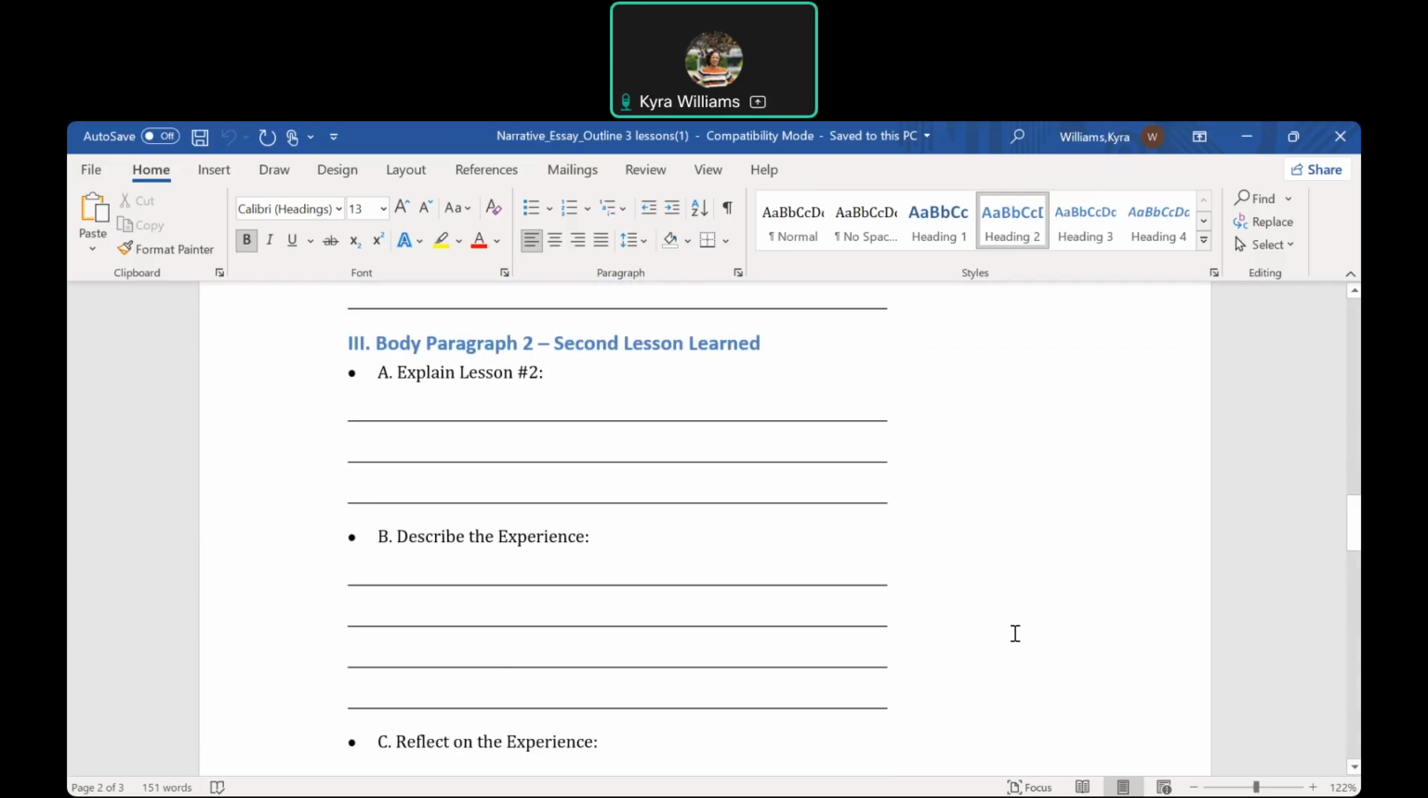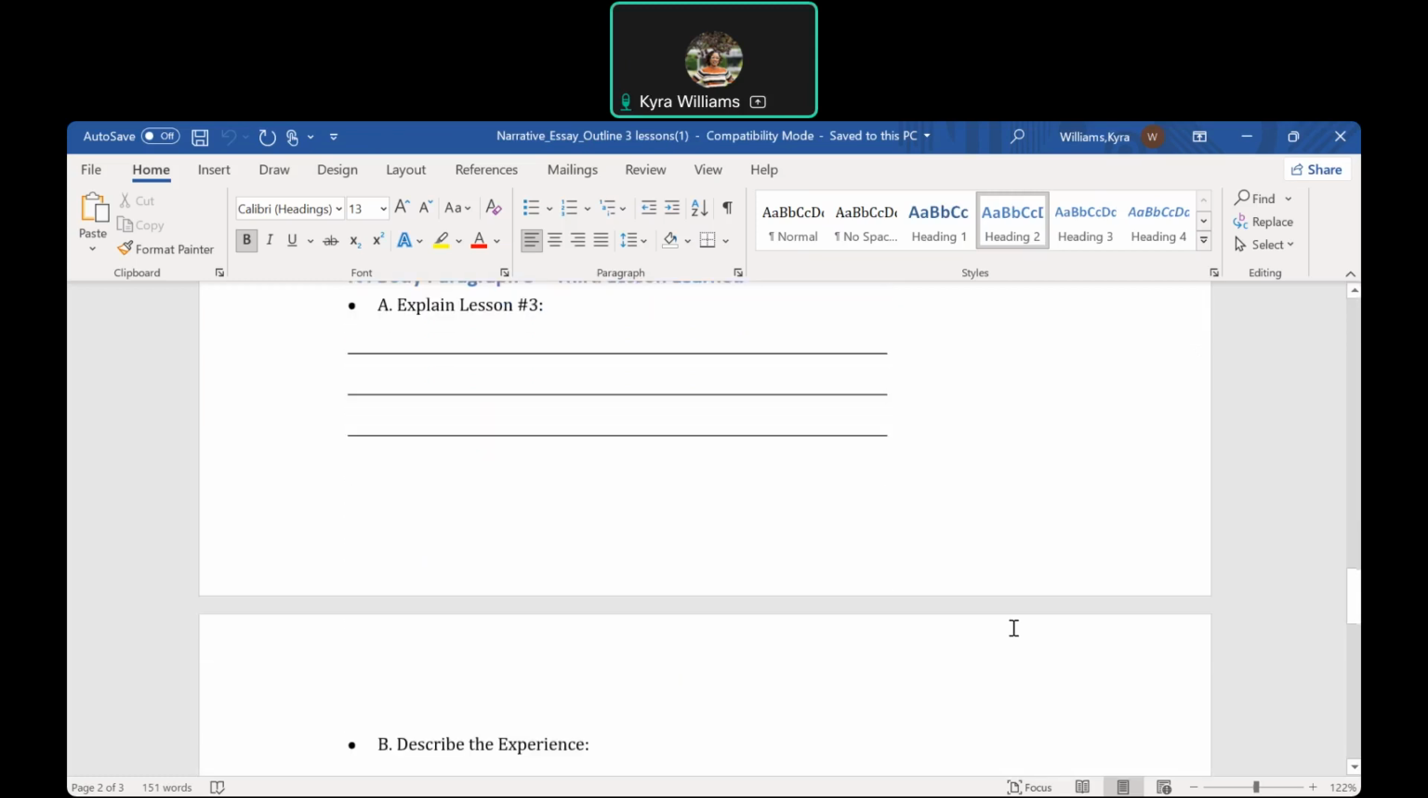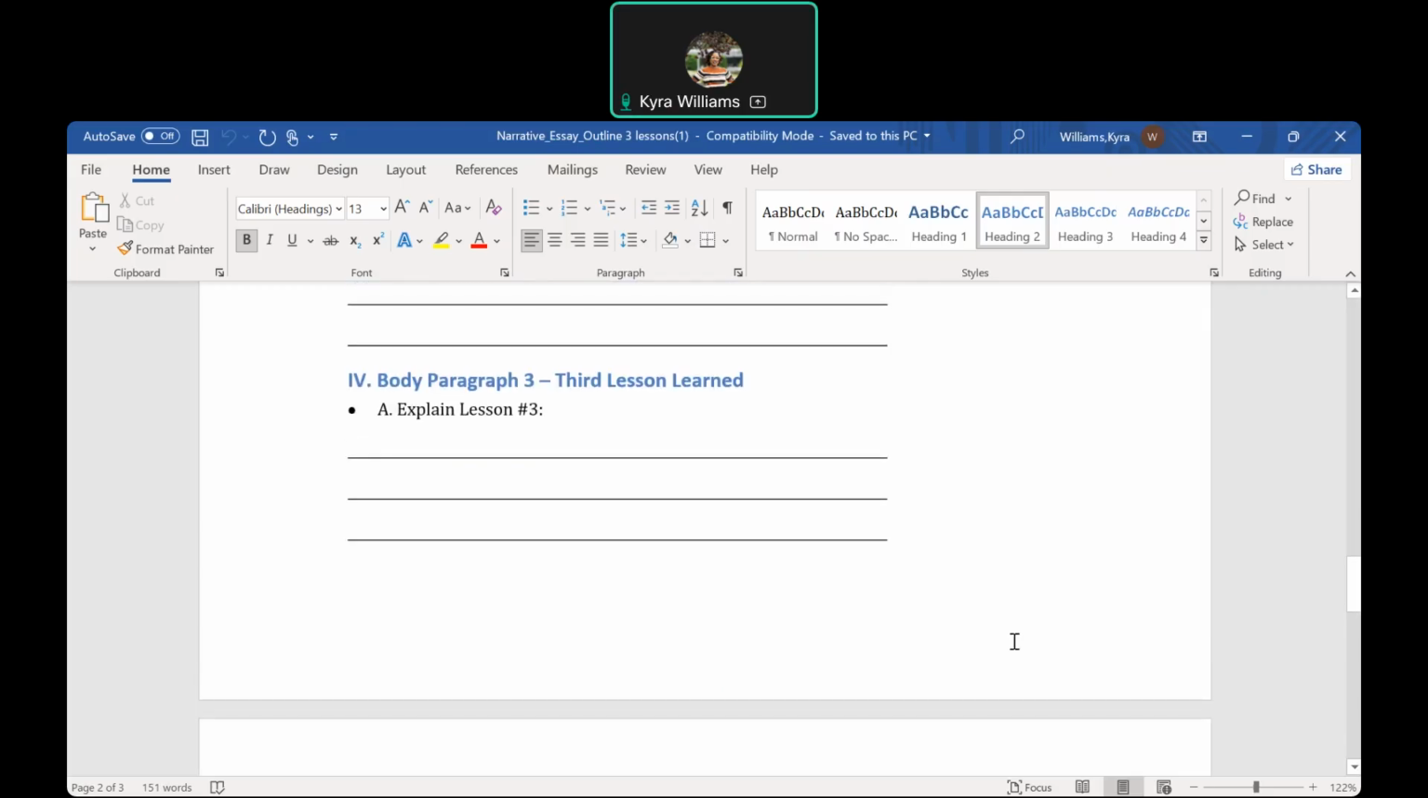Body paragraphs 2 and 3. So for your next 2 body paragraphs, body paragraph 2 and 3, it's a pattern. You just repeat. The only difference is you're doing it with a different lesson because you have 3 instead of 1. So you would be doing it with lesson number 2. So explain the lesson, describe the experience, reflect on the experience. Body paragraph number 3, repeat the same pattern. It's important to note that if you are doing the 3-lesson outline template, you will have the traditional 5-paragraph essay. So if you are doing the 3-lesson template, you must have 5 traditional paragraphs because you have 3 lessons to illustrate.